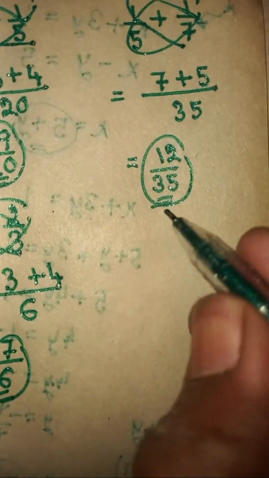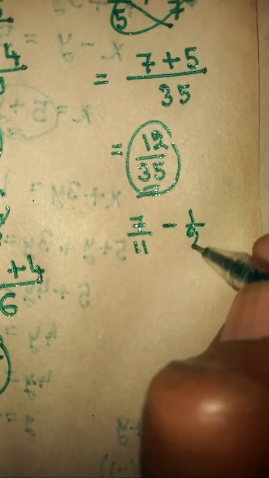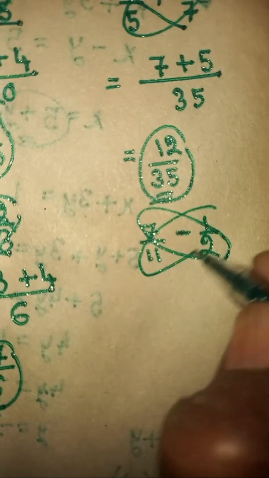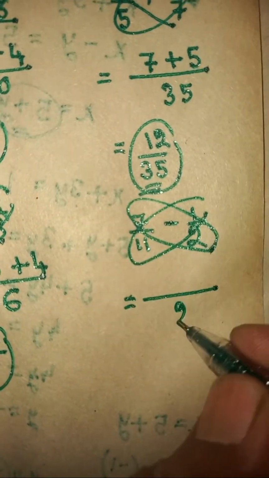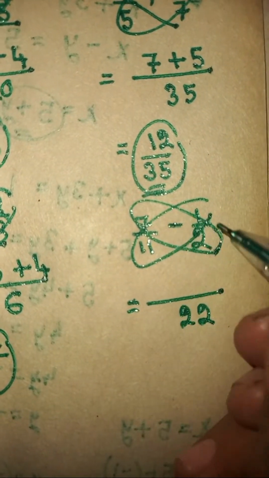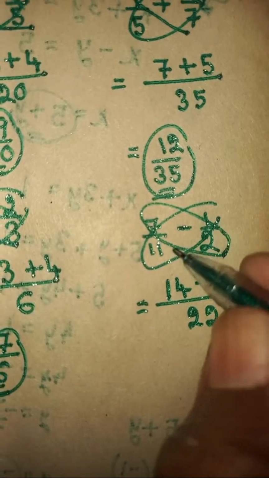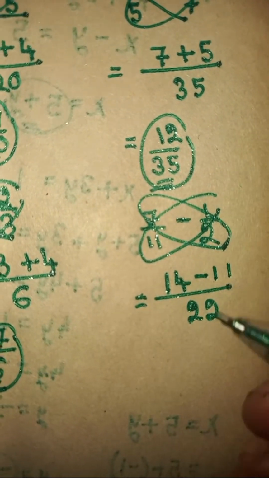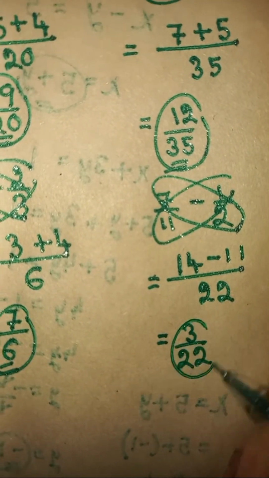And they give even one more equation, 7 by 11 minus half. Here also take the butterfly method. In denominator you're going to get 11 times of 2 is 22, above 2 times of 7, which becomes 14, minus 1 times of 11 is 11. 14 minus 11 is 3, 3 by 22.